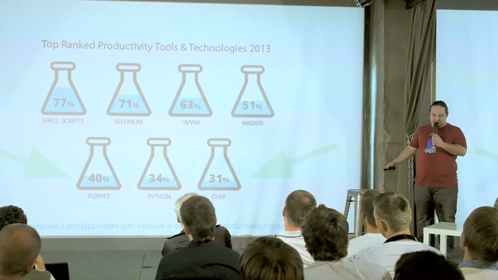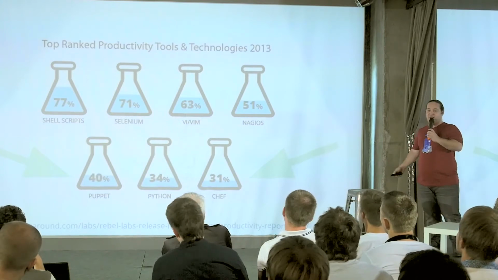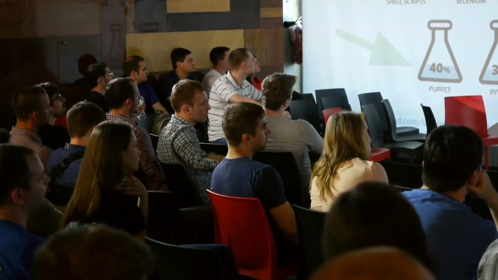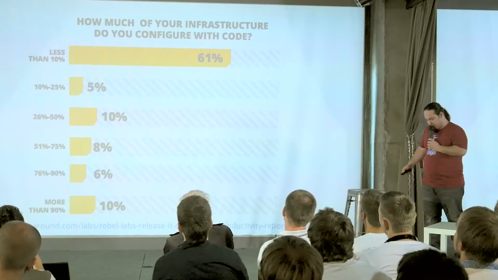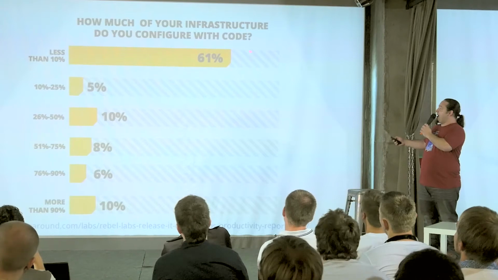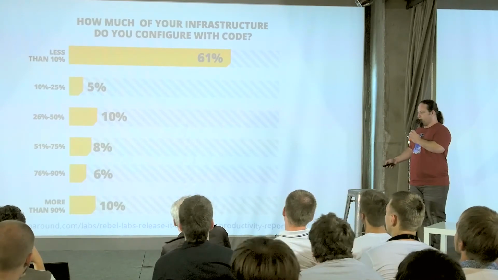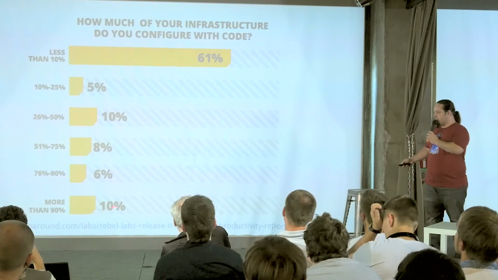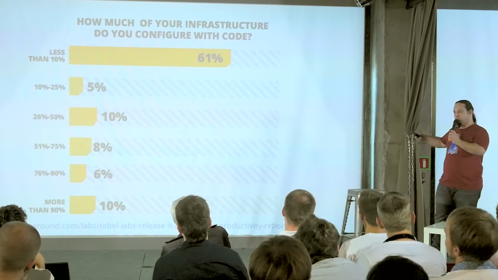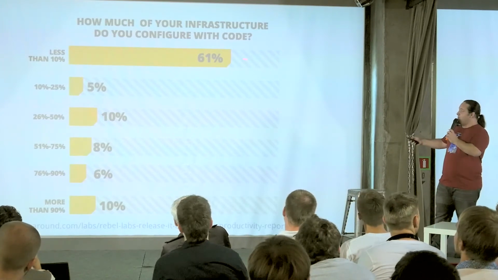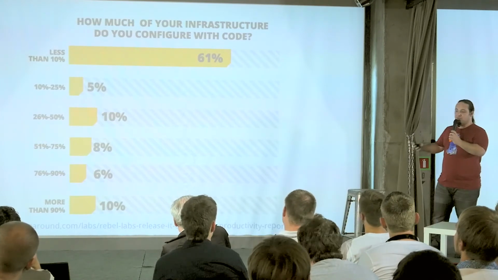The company did a survey a couple of years ago, and they asked, what do you actually use to be more productive? And most people use shell scripts and maybe VI and stuff. But the more interesting metric is this. Which percent of your infrastructure is actually written as code? And only 10% of companies said that more than 90% of their infrastructure is automated with code. And most, 61% of companies reply that they do this by hand.